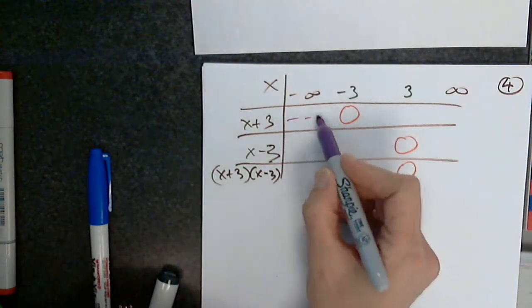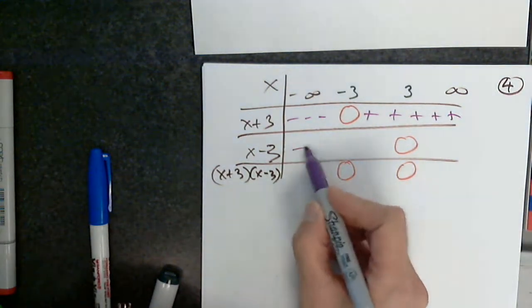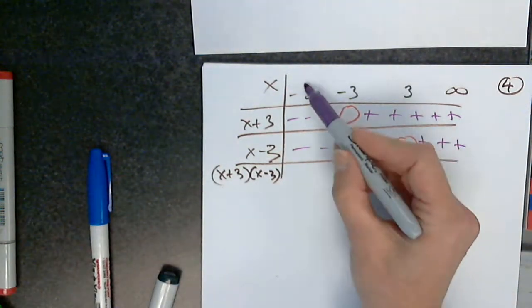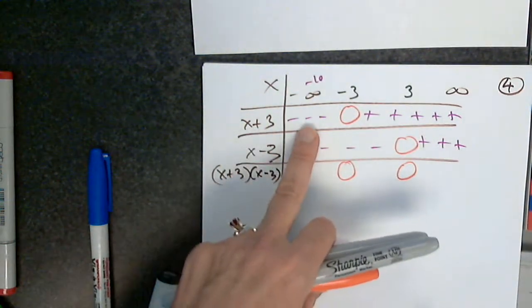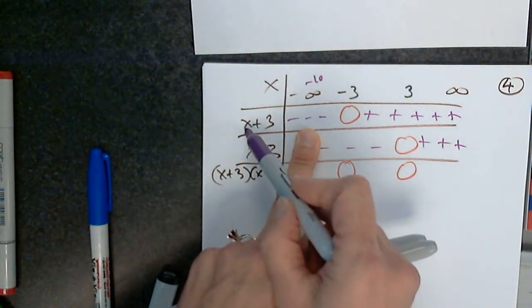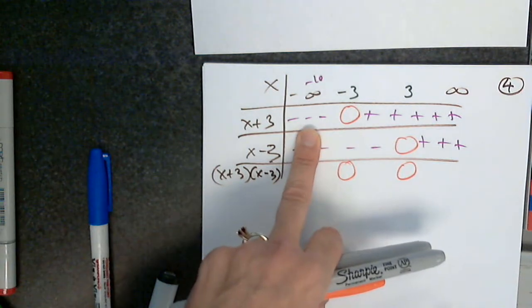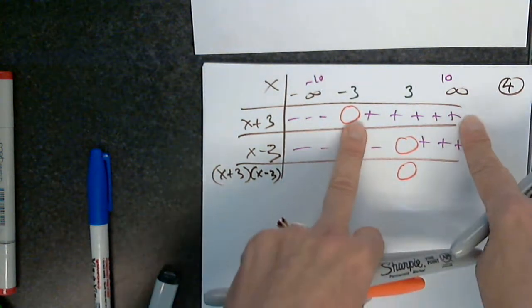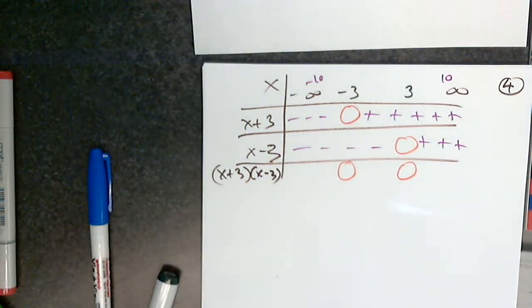Negative, negative, negative, plus, plus. Very good, in both cases. Or you plug in a number. If you forget, plug in a number. Let's plug in negative 10. What will be the sign? It's negative. Right. Plug in 10. What will be the sign on this portion? Positive. Good, in case you forget.